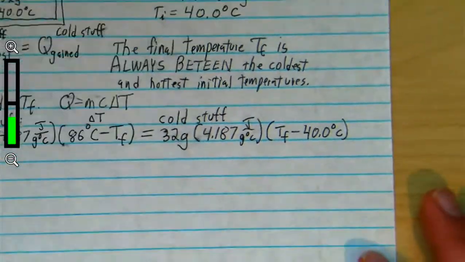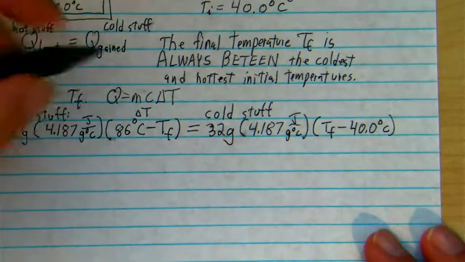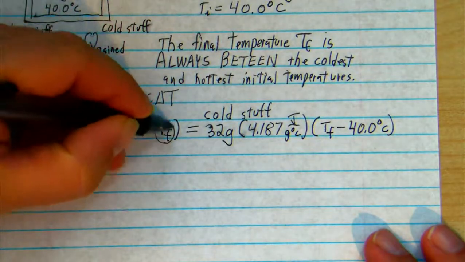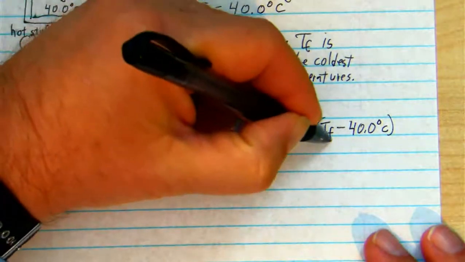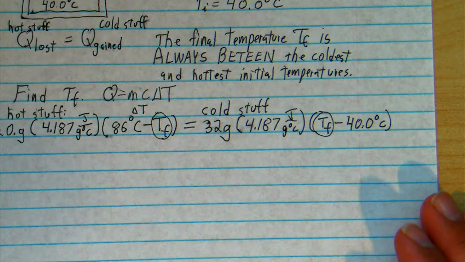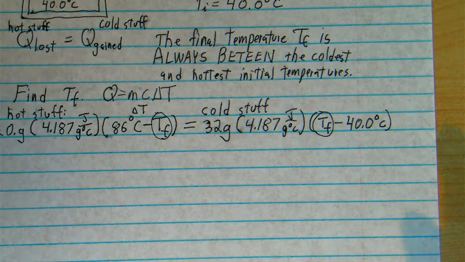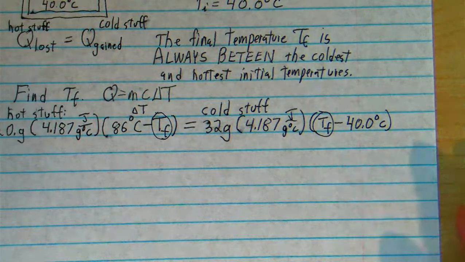Great. This is a Math 1 problem where I have one unknown, the final temperature of these two substances after they have mixed together. Mathematically, there's only one unknown here. We can solve for it.